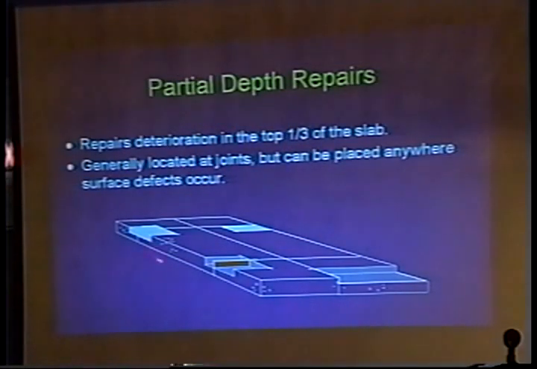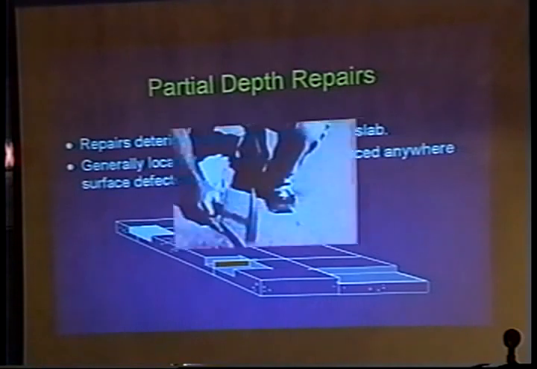Partial depth repairs are where you have deterioration just in the upper third of the slab, spalls at joints, corner spalling, things like that. You go out there and try to find these things. You have to use some device. You use a hammer, maybe, in some cases, or a chain, some sort of sounding device, to find out where your solid concrete is outside of that spall area.